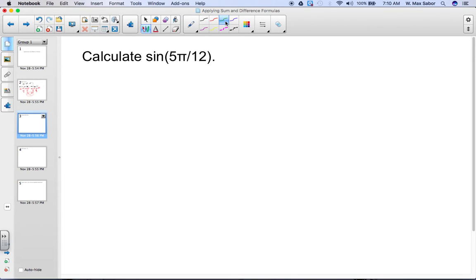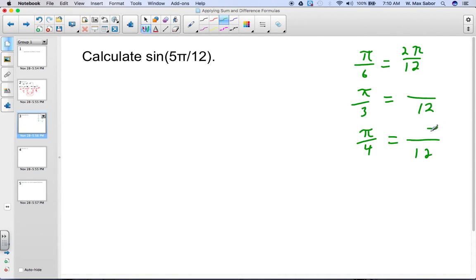It was very obvious to say that 15 degrees was 45 minus 30. But what are the angles that we know? Well, we know pi over 6. We know pi over 3. And we know pi over 4. So pi over 6 is, well, we get a common denominator. That's 2 pi over 12. We want to figure out what all of these are as something pi over 12. If we multiply by 4 over 4, we get 4 pi over 12 and 3 pi over 12.